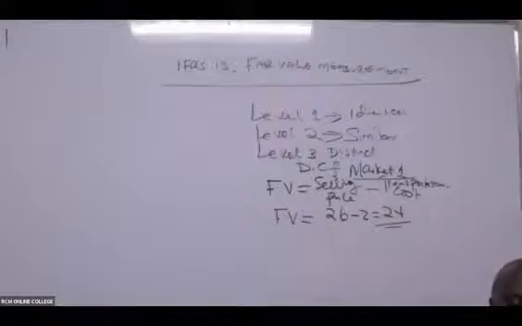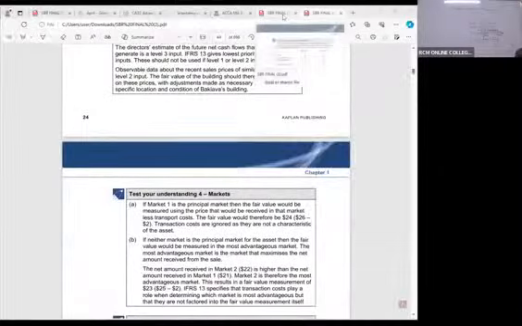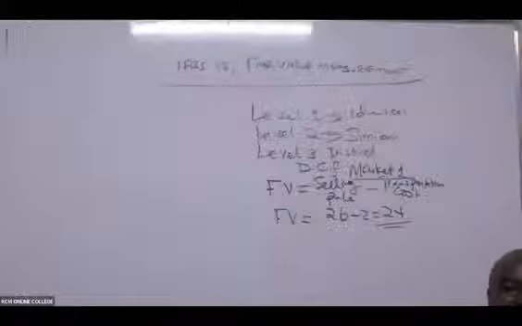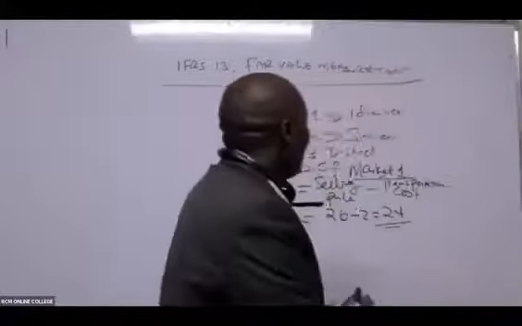Then look at the second question here. Ladies and gentlemen, in this case, no principal market can be determined. So if there is no principal market which can be determined, we shall always go to the second scenario where we ask ourselves, between the markets given, which is the most advantageous? How do we get the most advantageous market?